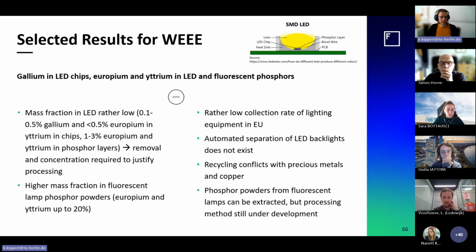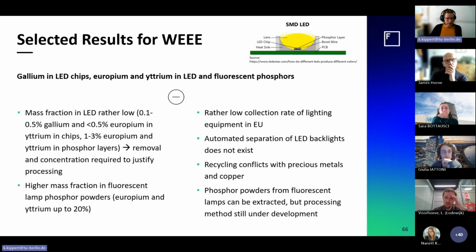Another problem is that there's still a rather low collection rate of lighting equipment. There's no automated separation of LED backlights, which are a big part of the LED application. There are recycling conflicts with precious metals and copper, and even for the phosphor powders from the fluorescent lamps, they can be extracted, but the processing method is still under development.